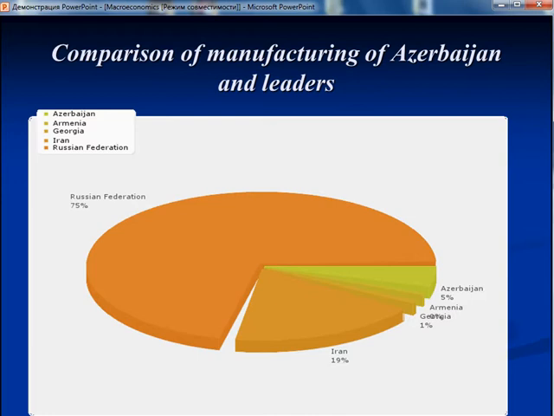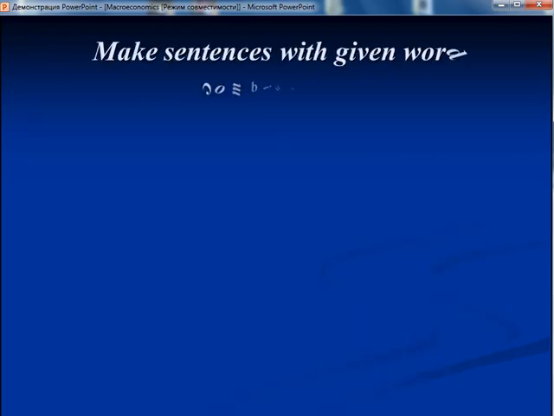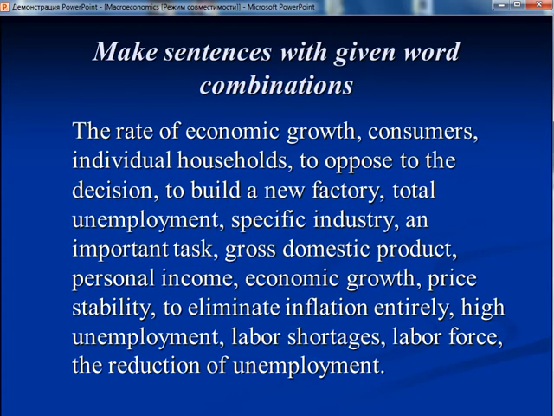Now have a look at the comparison of manufacturing of Azerbaijan and the leaders. As we can see, 5% of manufacturing lies on Azerbaijan, then Armenia, Georgia and Iran, and most of it belongs to Russia. Now let's have a look at the exercises.